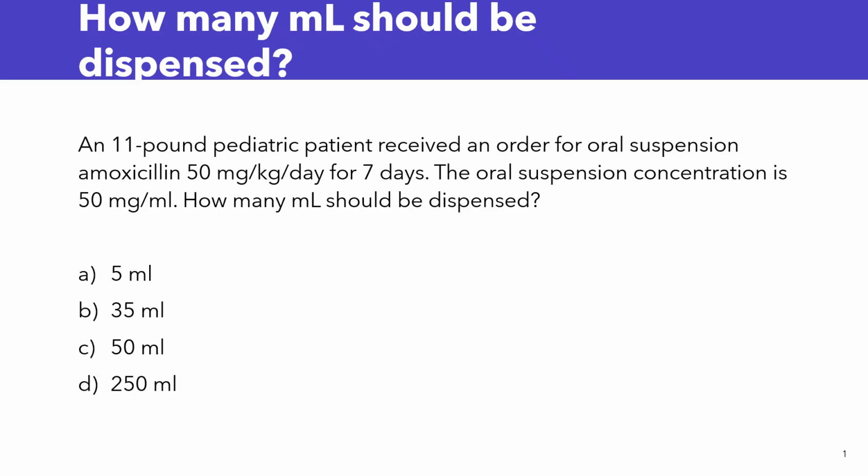Okay, let's get started. So let's look at this problem together. An 11-pound pediatric patient received an order for oral suspension amoxicillin 50 mg per kilogram per day for 7 days. The oral suspension concentration is 50 mg per ml. How many ml should be dispensed? Now, if you're feeling up to it, take a moment, try to solve it yourself, write the answer in the comments, but don't you worry, we're going to solve it together.